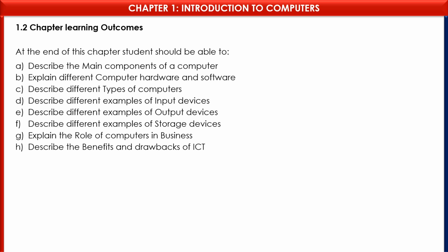In this chapter, we're going to describe the main components of a computer. Then we look at the different computer hardware and software, the difference between computer hardware and software. And then we look at the different types of computers. We'll continue to look at different examples of input, output, and storage devices. Then we look at the role of computers, especially in the field of security. Then we look at the benefits and drawbacks of ICT.